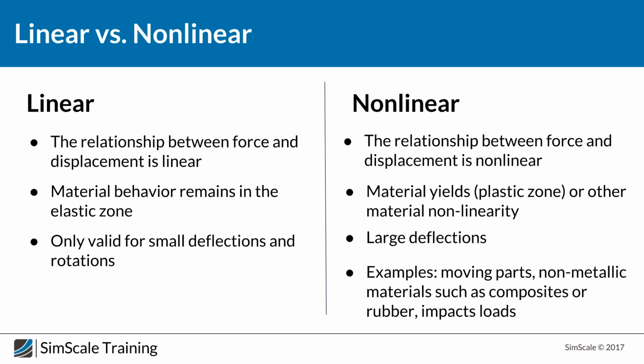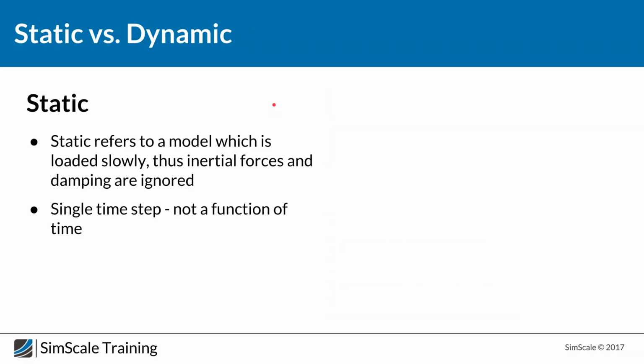With nonlinear, we mean that the relationship between force and displacement is nonlinear, as well as that we have nonlinear geometrical changes, and the material yields or has other material nonlinearities. As a consequence, we need to use this when we have very large deflections and rotations. Now I think you got the difference between linear and nonlinear, but this is just one of the dimensions. The other dimension is whether it's static or dynamic.